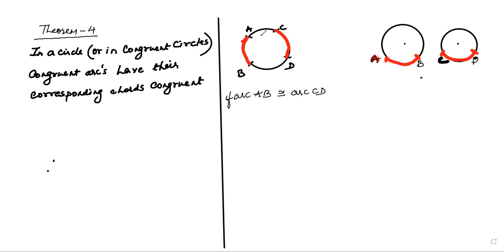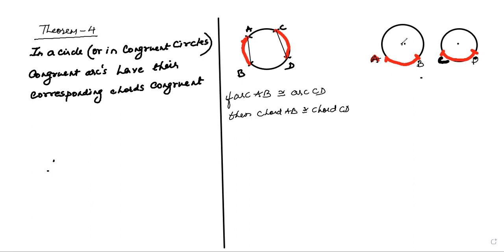If arc AB is congruent to arc CD, then you can always say by this theorem that their corresponding chords are congruent. Look here, if I join this AB, children, AB is a corresponding chord of arc AB. CD is a corresponding chord of arc CD. So if arc AB is congruent to arc CD, then at once you can say, children, chord AB is congruent to chord CD, got it?